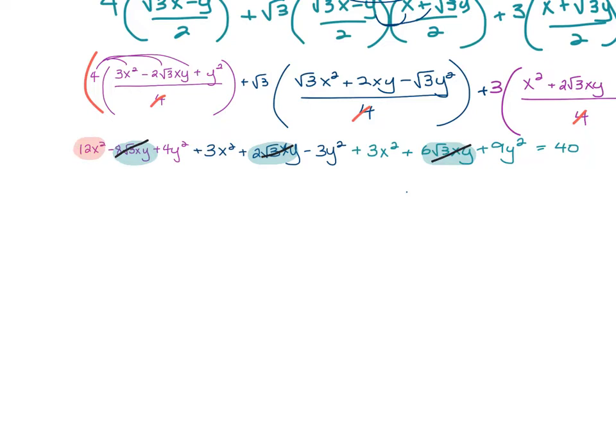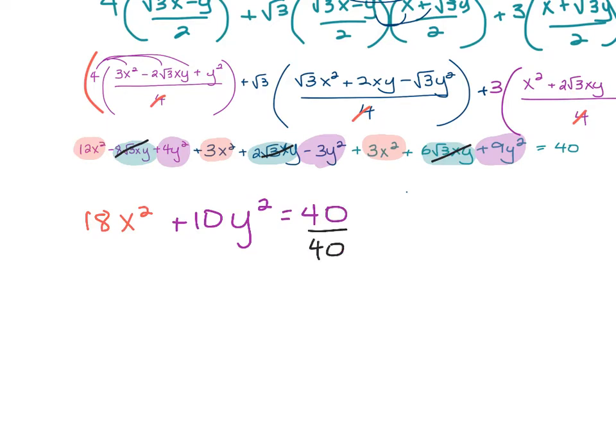Then I'm going to go to my x squared. It's 12x squared plus 3x squared, that's 15x squared, plus 3x squared, that's 18x squared. Then I'm going to look at my y squared, 4y squared minus 3y squared, that's 1y squared, plus 9y squared, that's 10y squared, equals 40.